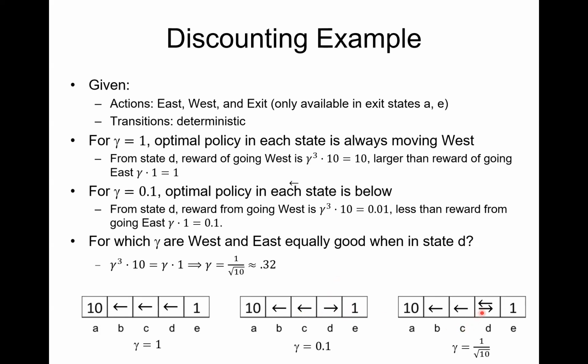So you can calculate the discount factor gamma for when the optimal action at D is equally either going west or east. So that is gamma cubed times 10 is equal to gamma times 1. Then gamma is 0.32. With this discount factor, the action at state D doesn't matter anymore. Left or right, east or west, the cumulative reward will be the same.